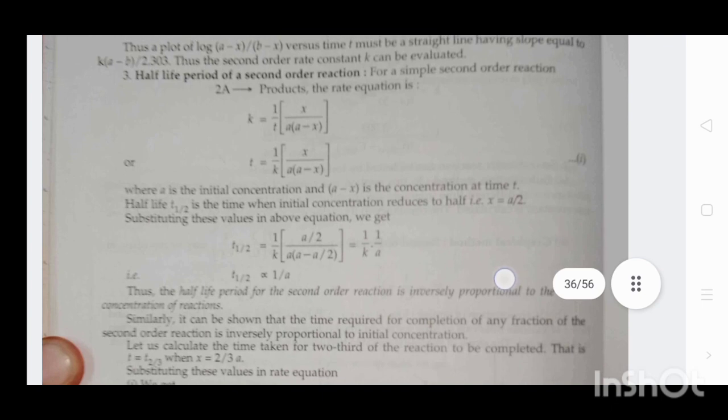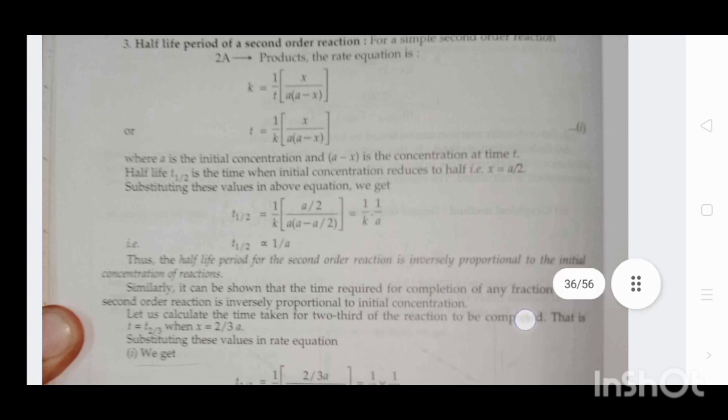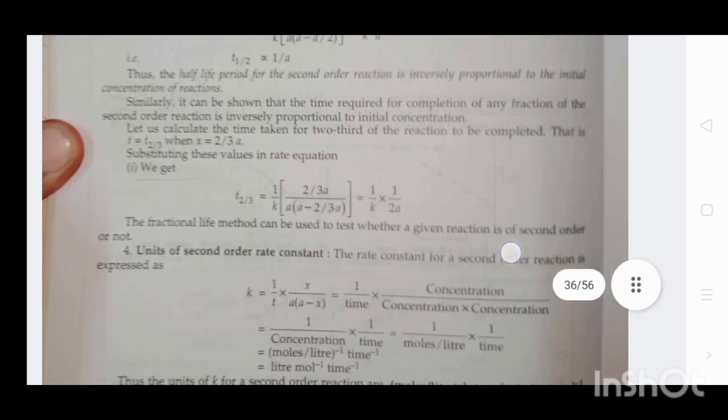Third is the half-life period of a second order reaction. For a simple second order reaction, 2A gives products. The rate equation is t = 1/k × x/(a(a - x)), where a is the initial concentration and a - x is the concentration at time t. Half-life t1/2 is the time when the initial concentration reduces to half. Substituting these values in the above equation, we get t1/2 directly proportional to 1/a. Thus, the half-life period for a second order reaction is inversely proportional to the initial concentration of reactants.